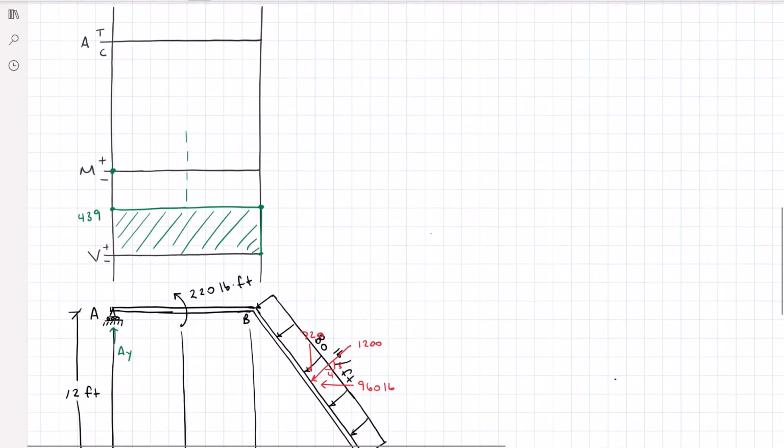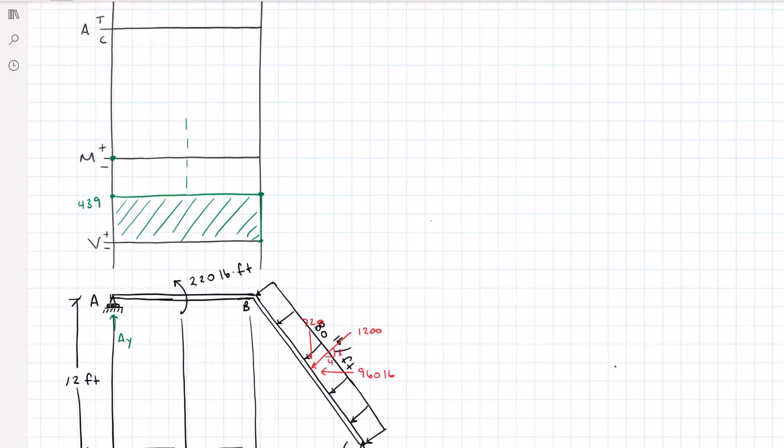Moving to the moment diagram, I need to first change the positive area under the shear diagram. So that's going to go up from 0, 439 times 6 feet to 2,634. Then I have the applied counterclockwise moment at A to B. It's a positive moment, so internally it's going to drop 220 down to 2,414 pound-feet. Then I add my last area under the shear diagram, which is 439 times 6, and I end up at 5,048 pound-feet for my moment diagram at corner B.